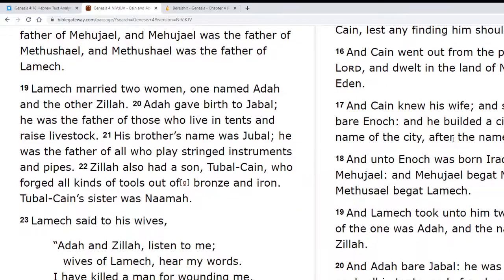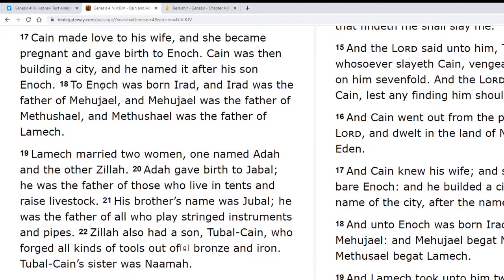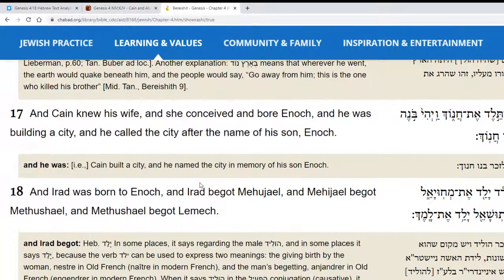King James, verse 18: and unto Enoch was born Irad, and Irad begat Mehuyael, I guess, and Mehuyael begat Methusael, and Methusael begat Lamech. I would have translated his name Lamech, but it is what it is. Okay, so NIV: to Enoch was born Irad, and Irad was the father of Mehuyael, and Mehuyael was the father of Methushael, and Methushael was the father of Lamech. Okay.